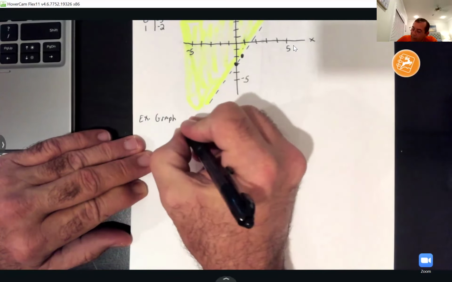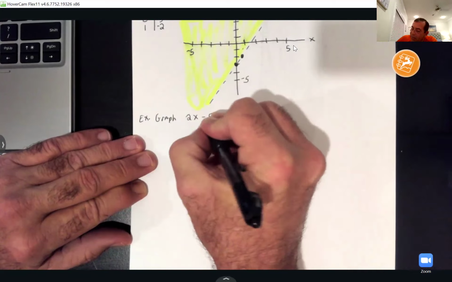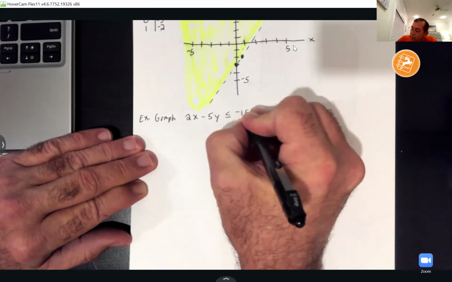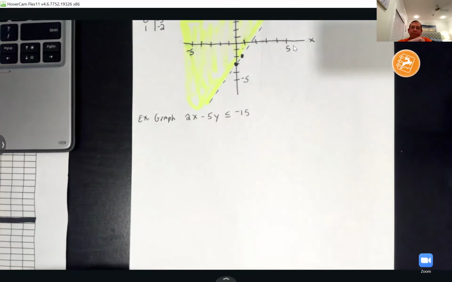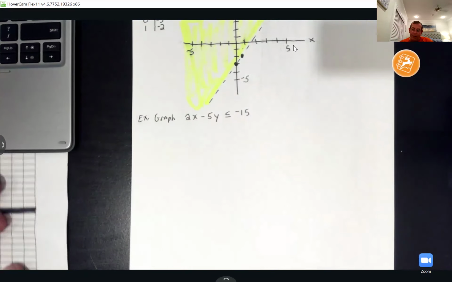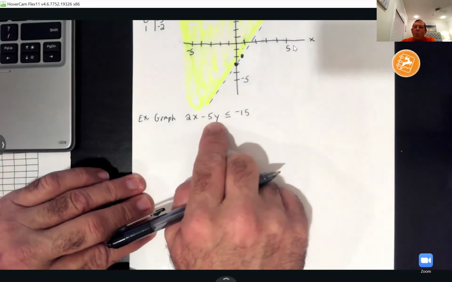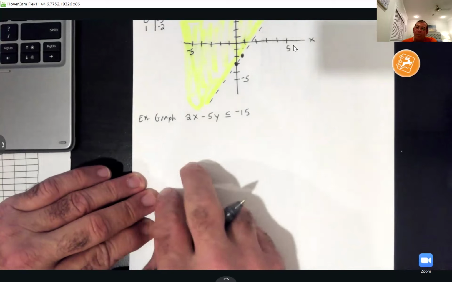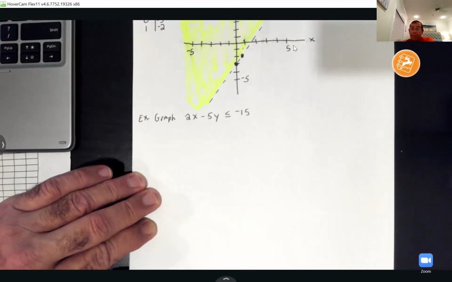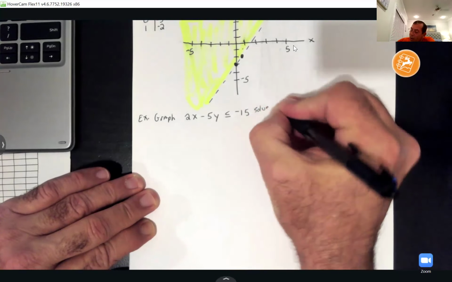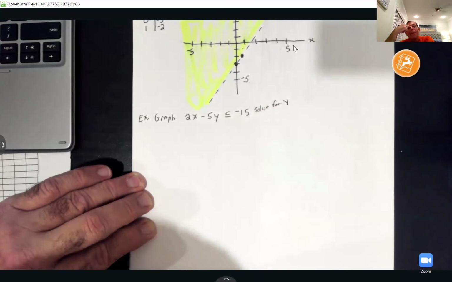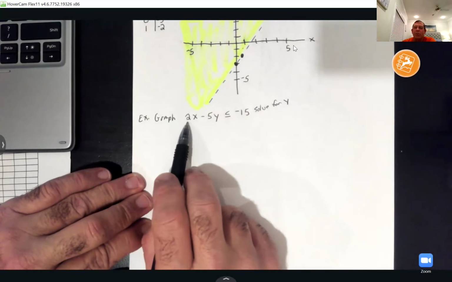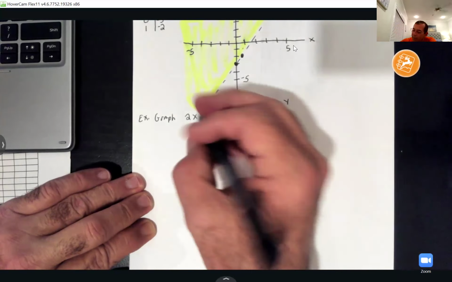We're going to graph 2x minus 5y is less than or equal to a negative 15. Y'all look here. We need to solve that for the y. Once we solve that for y, then we can find our numbers, plug it in the calculator or whatever, but you got to solve this for the y. So I'm going to tell you what, that 2x is moving to the other side. So you're going to subtract that 2x from both sides to move it.